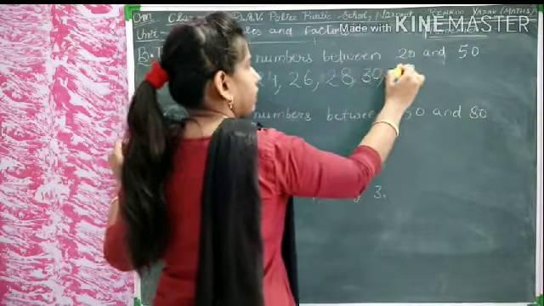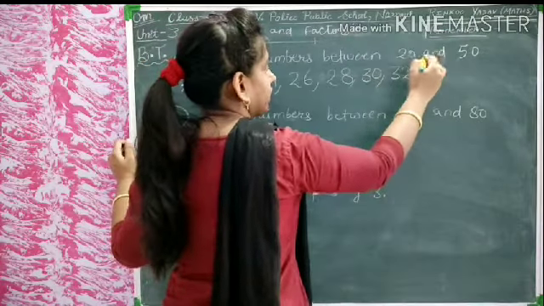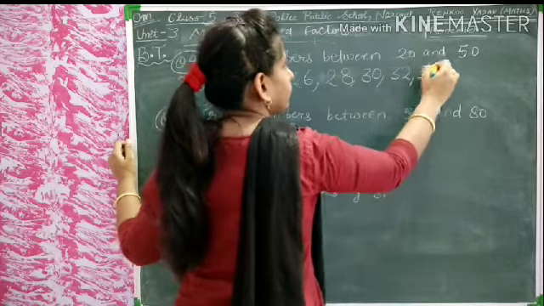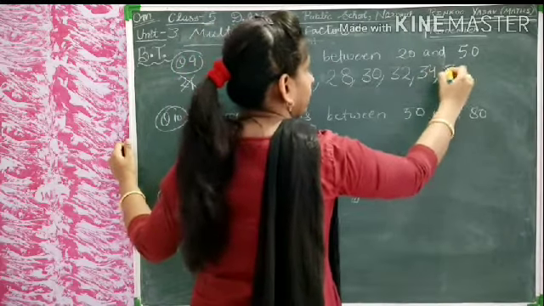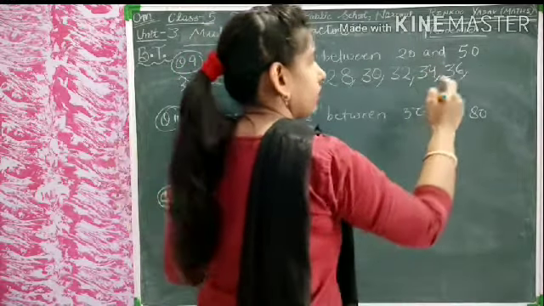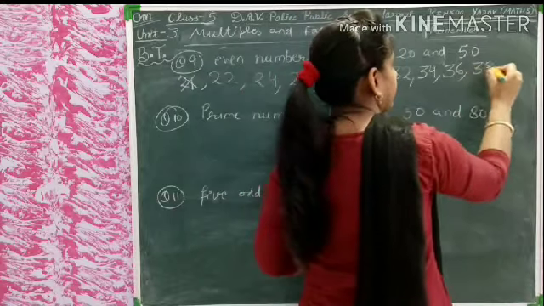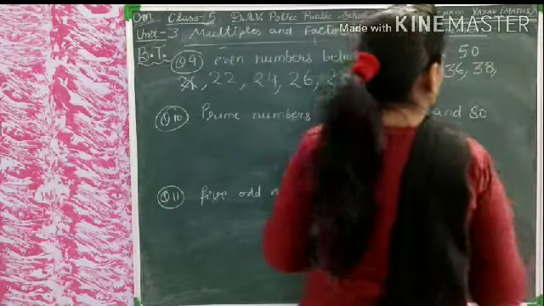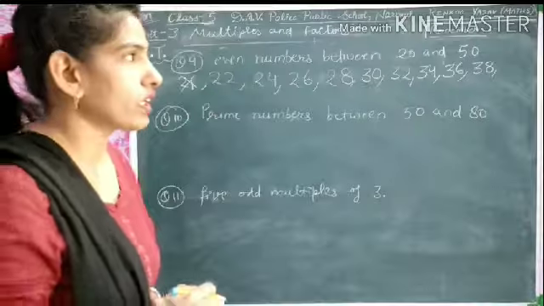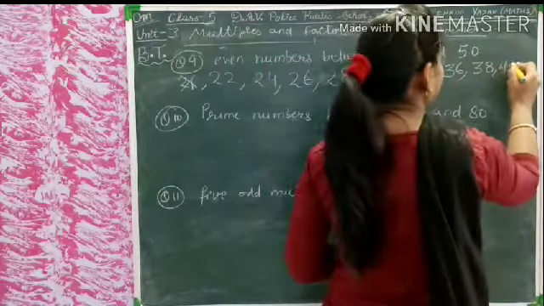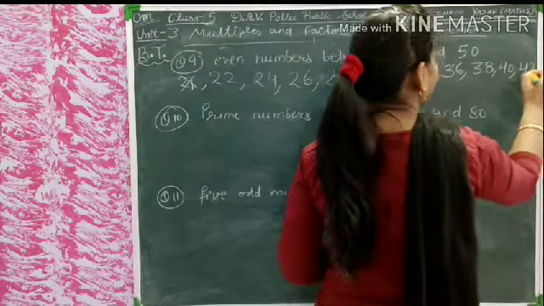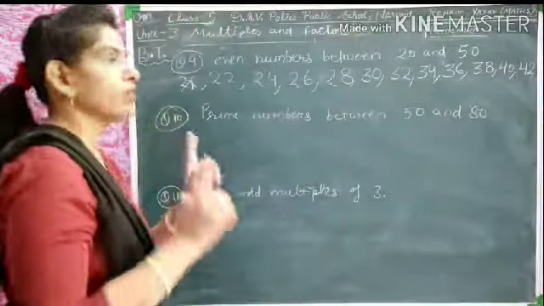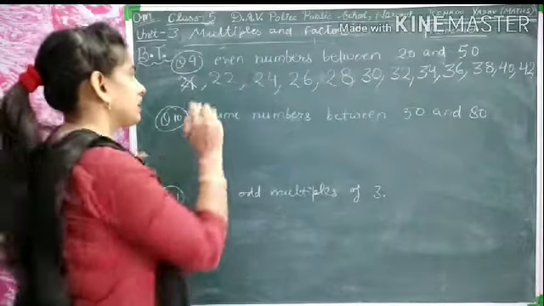31? No. 32. 33? No. 34. 35? No. 36. 37? No. 38. 39? No. 40. Yes. 41? No. 42, it will be divisible by 2.